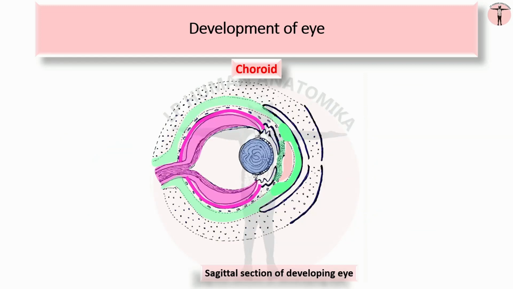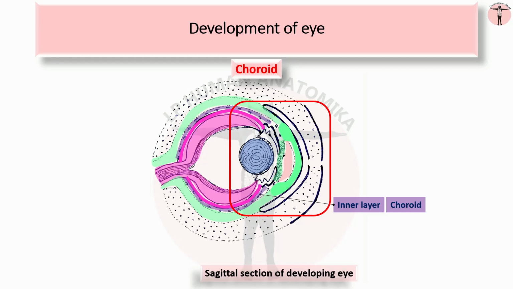Coming to the middle layer of the eyeball, the uvea, it includes the choroid, ciliary body and iris. The inner layer of the surrounding mesenchyme develops into the highly vascularized pigmented layer, the choroid. The mesenchyme that forms the choriocapillaries must be in contact with the developing pigment epithelium to differentiate. Let us enlarge the anterior part of the developing eye and look at the development of the ciliary body.